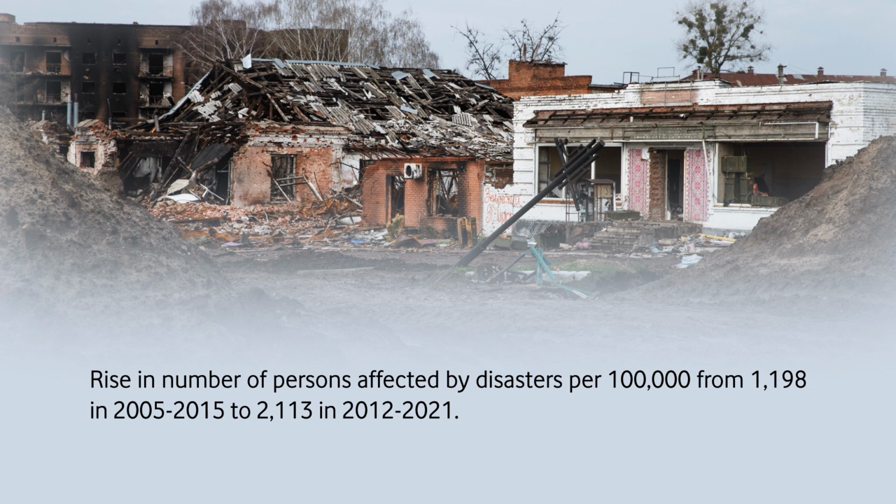It has increased from 1,198 persons in the decade of 2005 to 2015 to 2,113 in the decade of 2012 to 2021. The average disaster mortality stands at 47,337 people in 2015 to 2021.